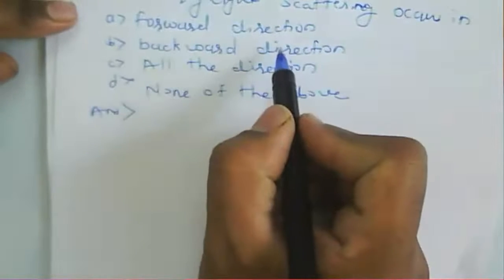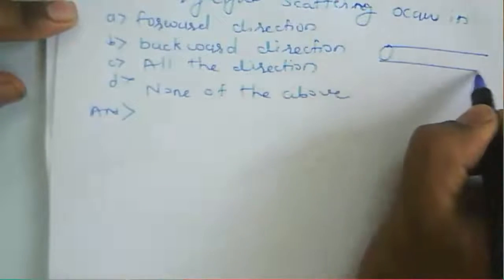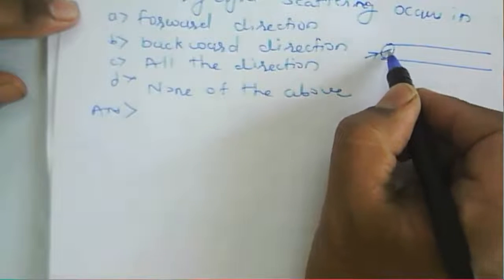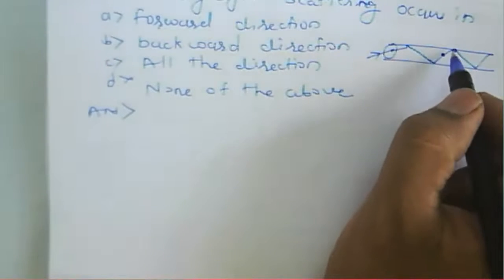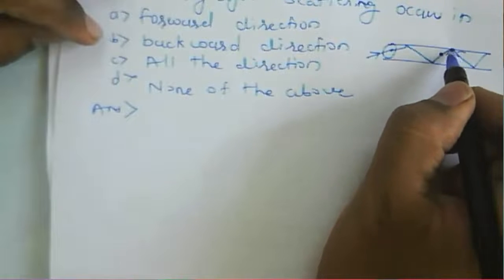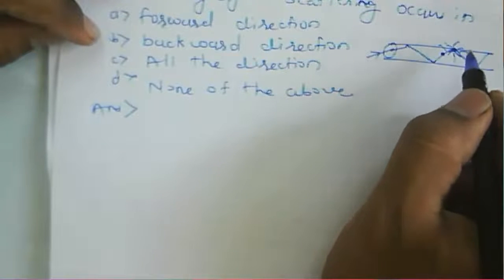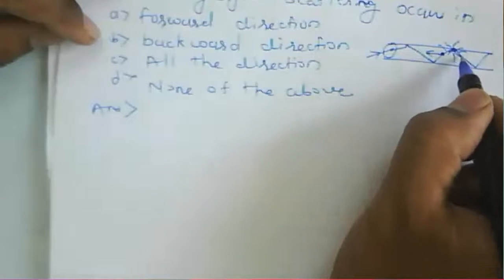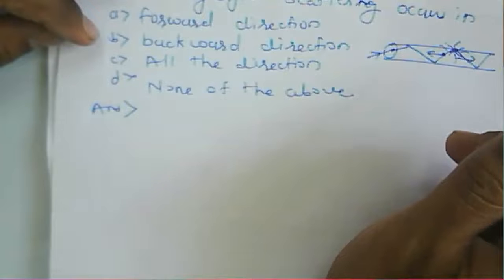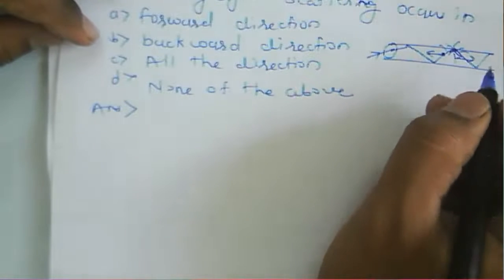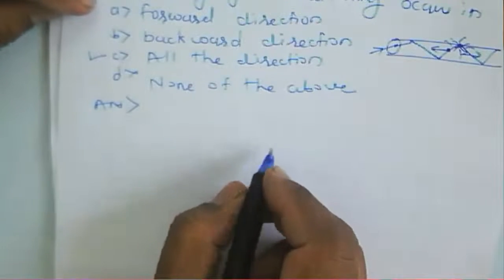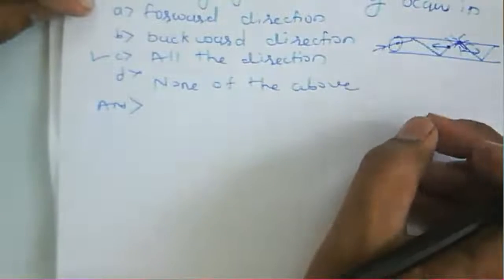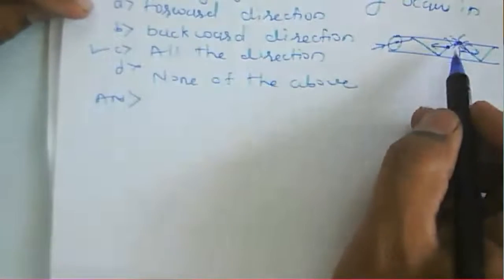Rayleigh scattering occurs in the forward direction or backward direction, because if you see the given fiber, when light launches inside the fiber, scattering occurs at some particular portion or point. So your signal will be scattered. That scattering of the signal will be in all directions, in the backward direction, or in the forward direction, or all the directions. Yes, answer C is correct. It is in all the directions.